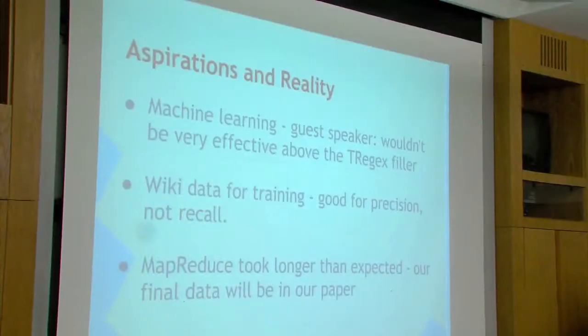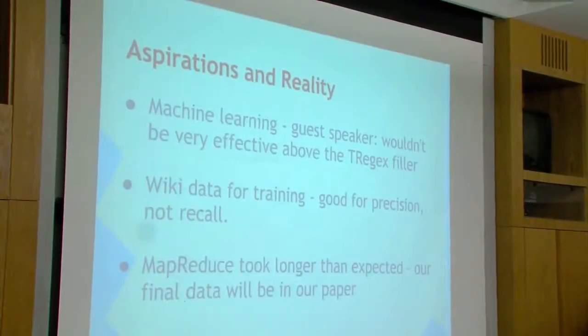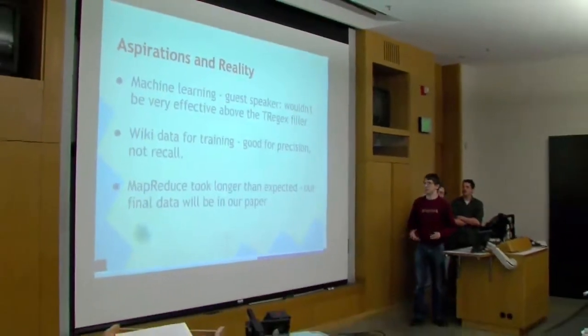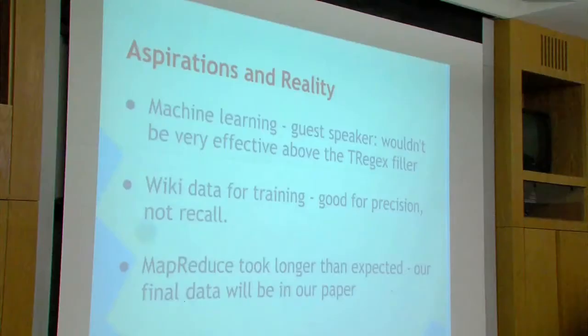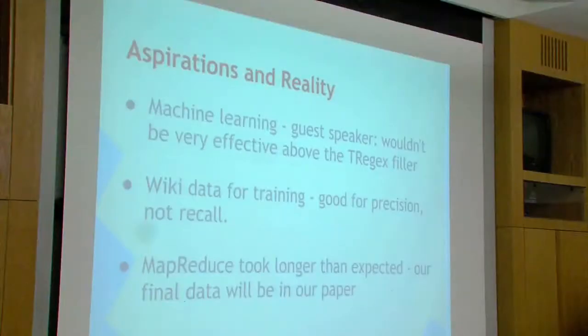We measured the recall, precision and the F measure in order to evaluate our algorithm's performance. To wrap up, we had actually some more significant aspirations earlier on in the quarter, but things like machine learning and the Wikipedia data would have been nice to use. It would be good for precision, but not necessarily recall. And also, MapReduce took longer than expected, so our final data will be in our paper. That's it. Okay, thank you.